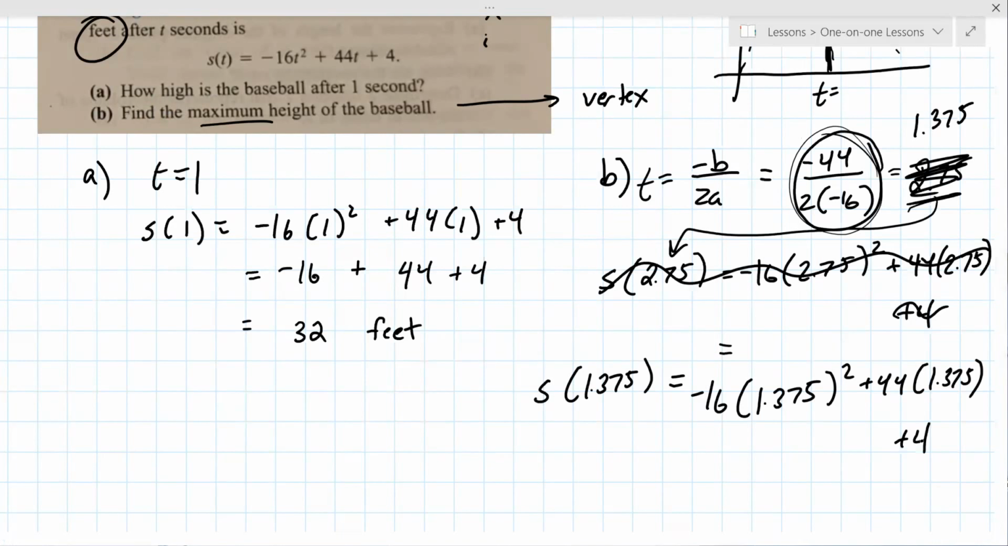All right. I got this number squared up times negative 16, negative 30.25, plus 4 times 3.5.